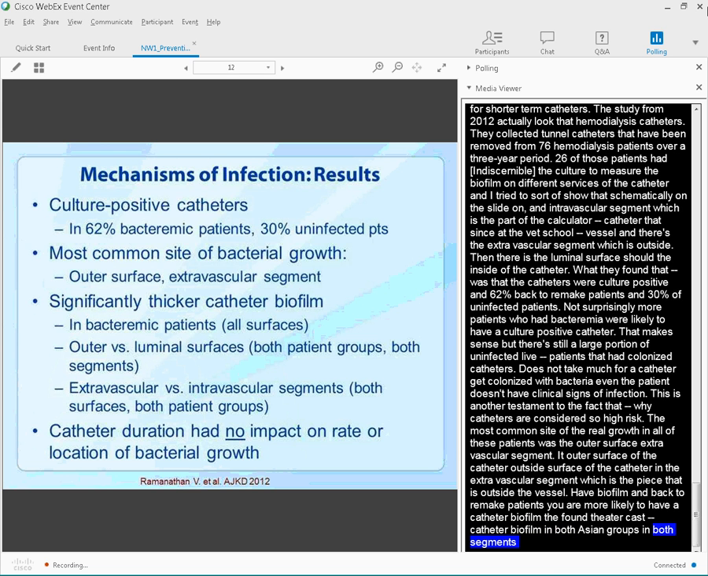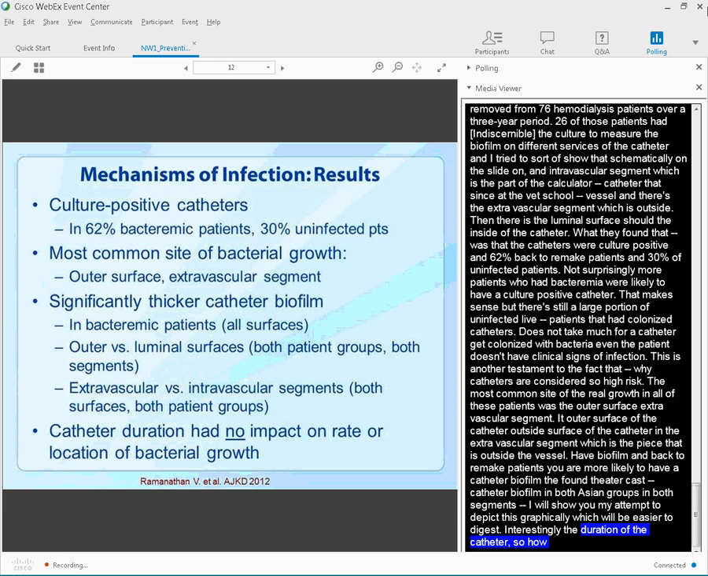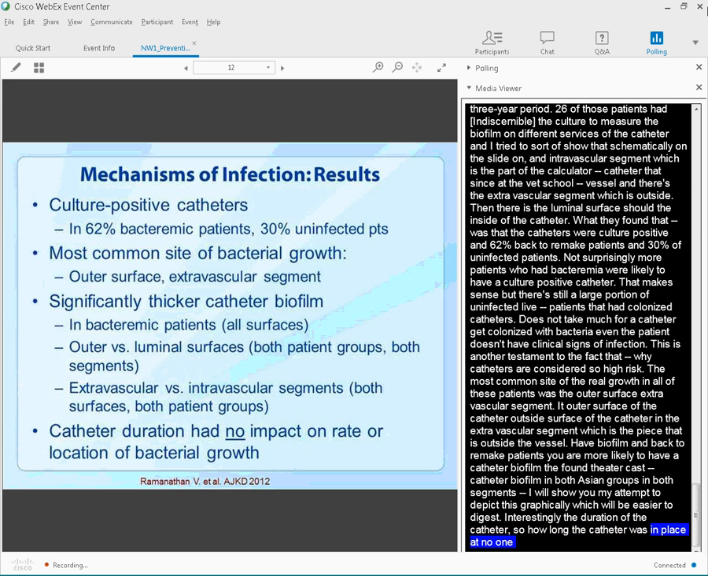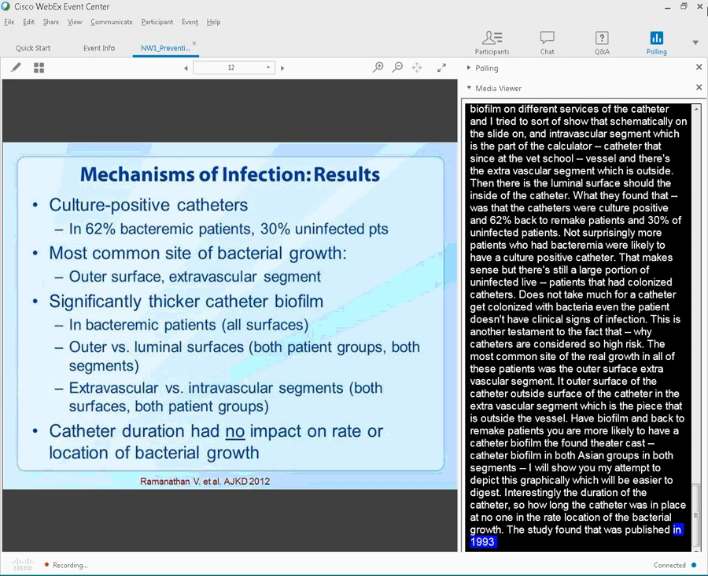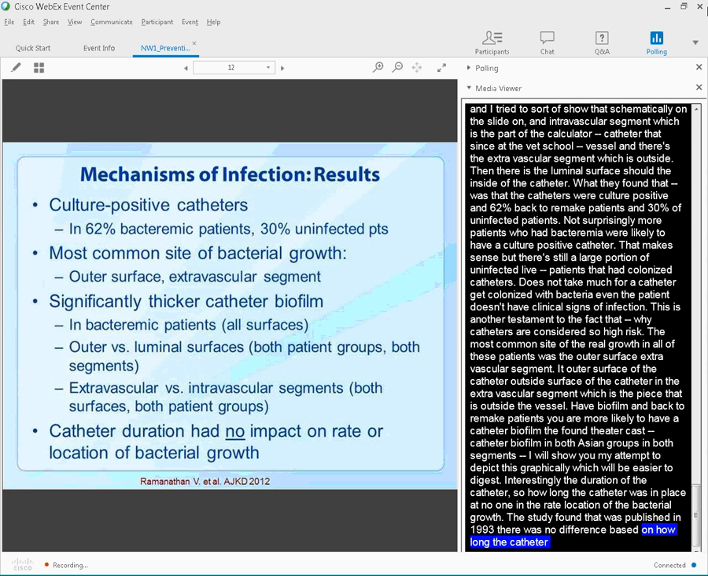And I'll show you my attempt to depict this graphically, which I think is a little bit easier to digest. But interestingly, the duration of the catheter, so how long the catheters were in place, had no impact on the rate or location of the bacterial growth. So unlike what that Rod study published in 1993 found, here there was no difference based on how long the catheter had been in place, whether there was more biofilm or culture positivity in one surface of the catheter versus another.